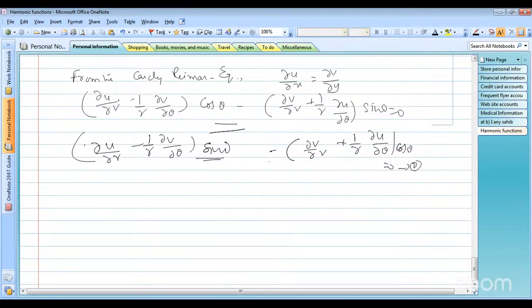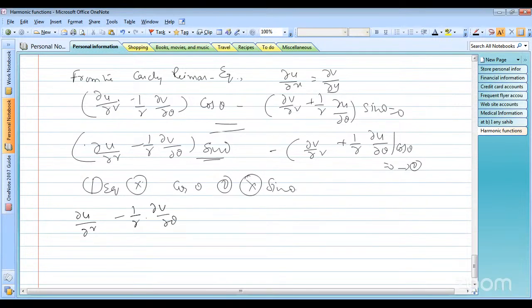So multiply equation 1, the first equation, by cos theta, and the second equation by sin theta, and add; this yields the result. Therefore ∂u/∂r minus 1/r ∂v/∂θ is equal to 0. So ∂u/∂r is equal to 1/r ∂v/∂θ.